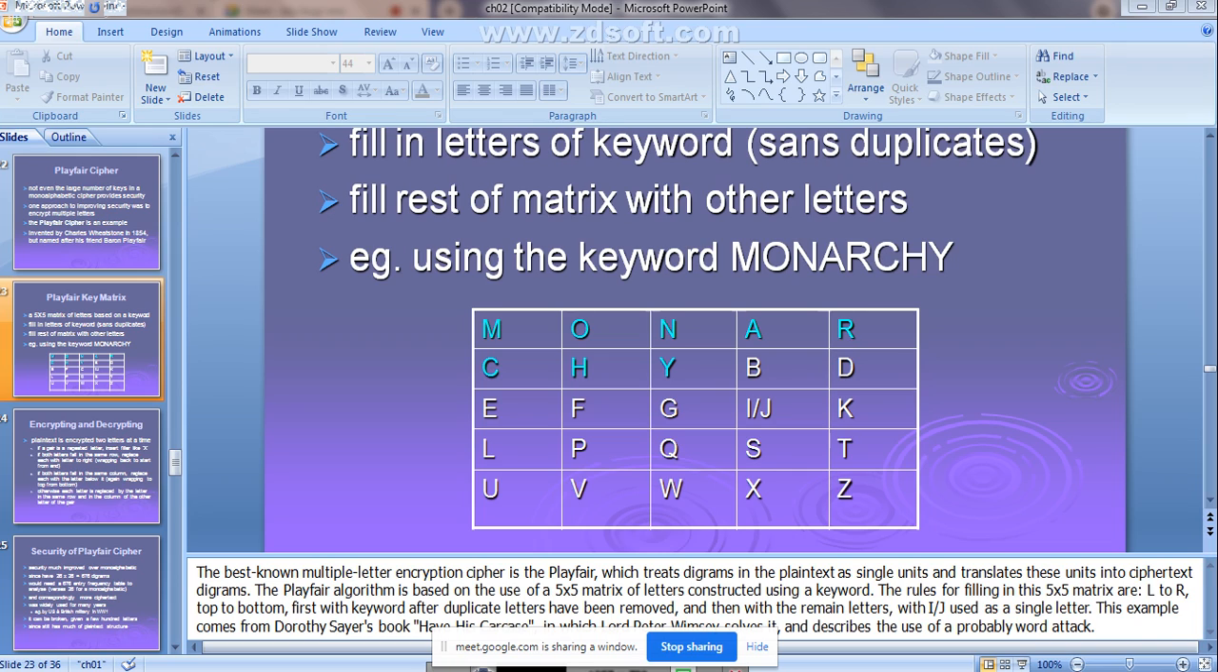According to the fourth rule, what is the case? EA, where are they present? E is here, A is here. So, this is the square box. E needs to be replaced with the character which is present in its own row. That means it needs to be replaced with I or J, because below the A, this column only you need to consider, right? So, E needs to be replaced with I or J and A needs to be replaced with M. Correct?